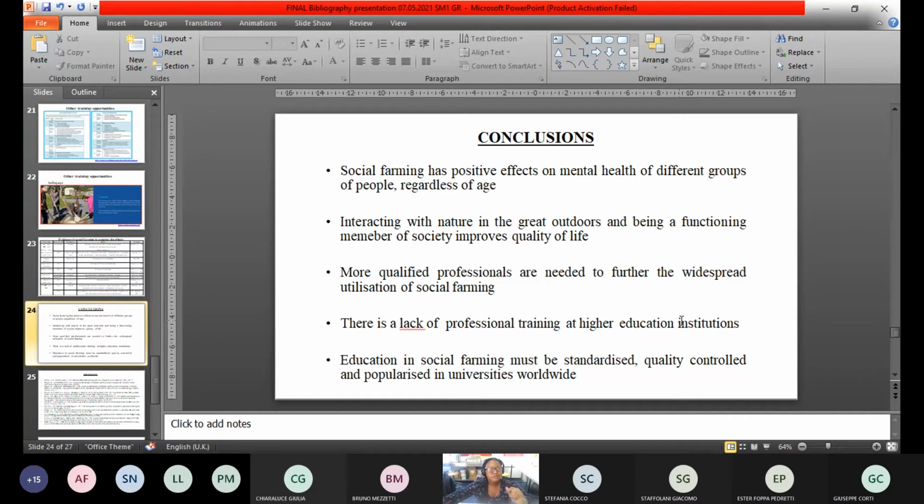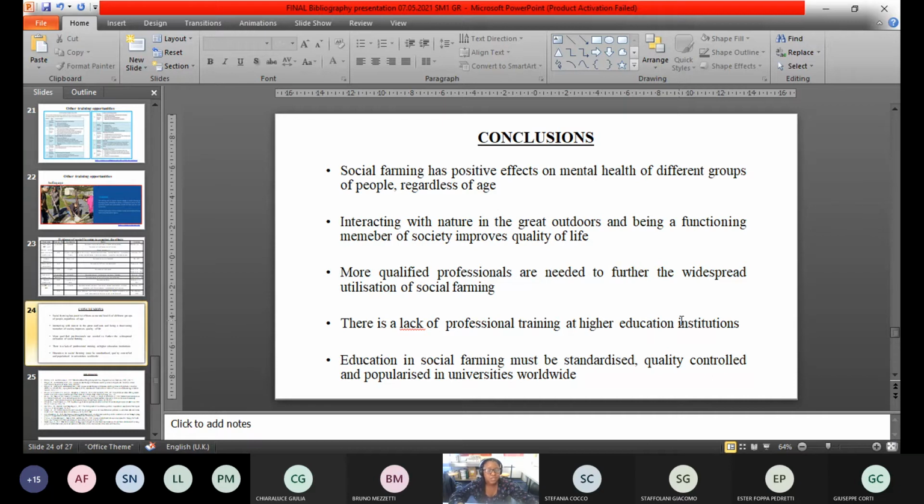A bit of time in the fields, or a bit of time spent interacting with the animals or the people in the social farm, seems to be having a good effect on people in general, and also on people who suffer from mental disorders. But with that being said, it can be noted that currently there are not many qualified people who receive training to be specialized in social farming work. As such, more qualified personnel are needed to further the widespread utilization of social farming.